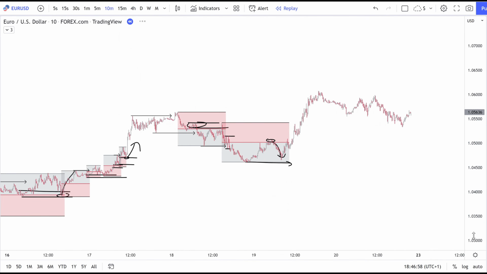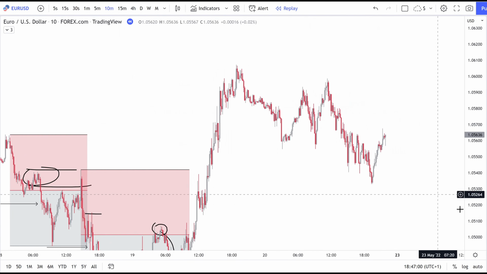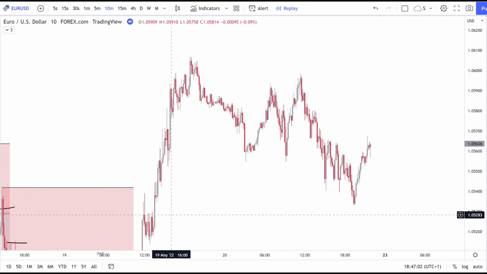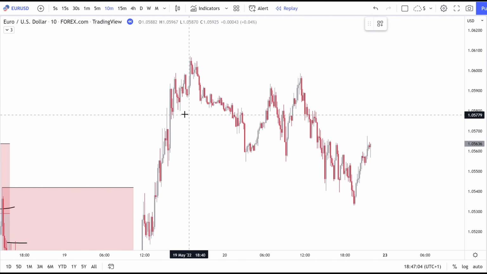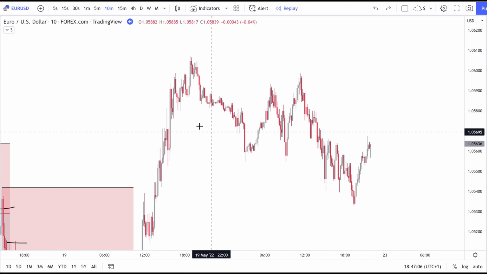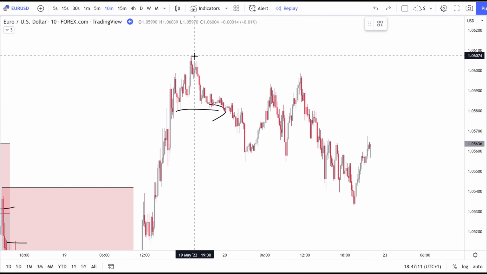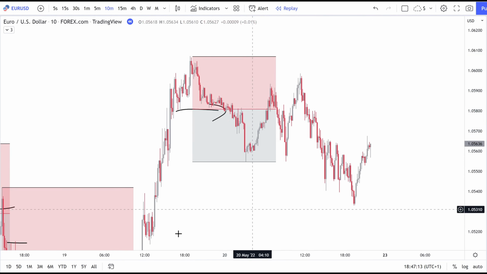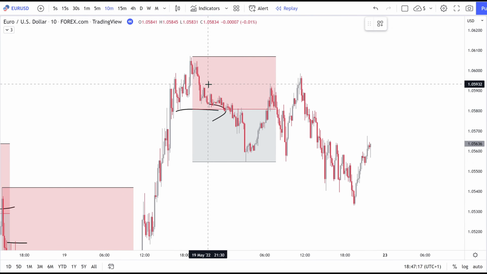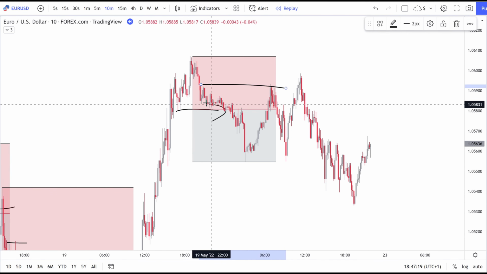So from a 10-minute standpoint, same thing again. So we get there. What do we want to do? We want to wait for a structure break. When we get that, we want to sell in a premium. So price comes into somewhere in here in the premium.